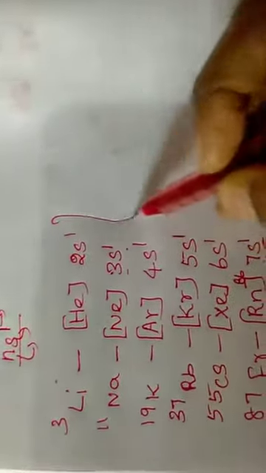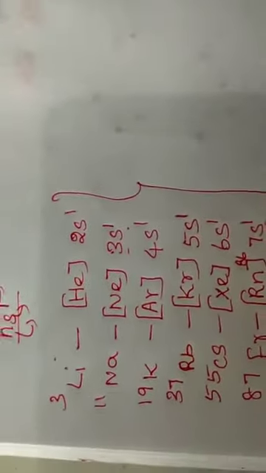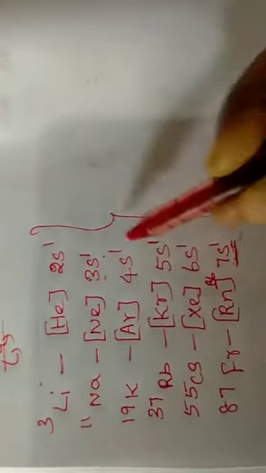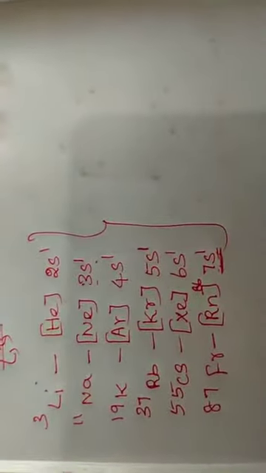So what is the general electronic configuration for these alkali metals? It is ns1. This is the same for all alkali metals. We can derive the oxidation number for these alkali metals from this electronic configuration.